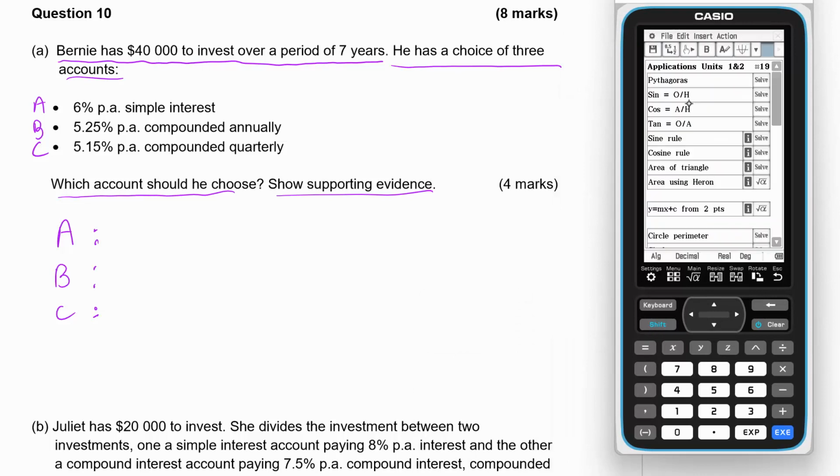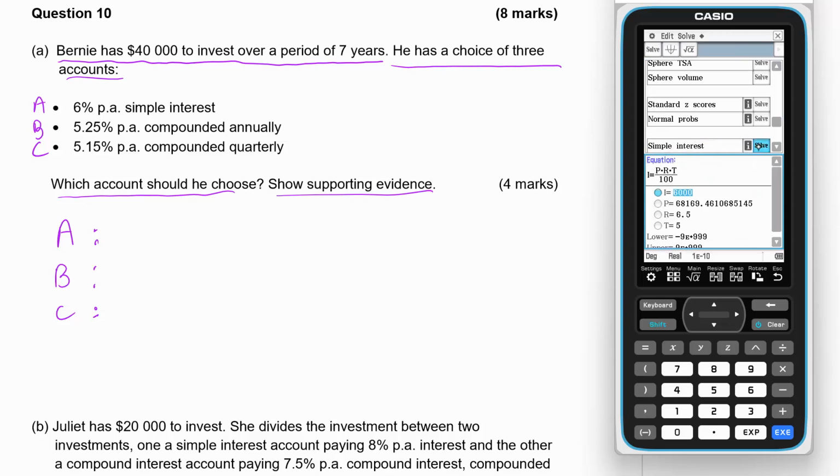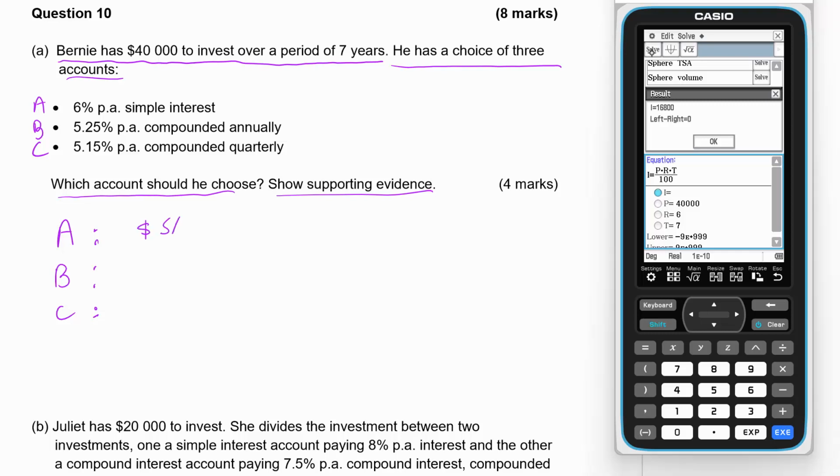So let's go to the E activity and let's find, first of all, our simple interest E activity. Now, what are we actually told here? So we know the principal is 40,000. The interest rate is 6, and he's investing for 7 years. How much interest does he get? 16,800. Add that onto the 40,000, and he ends up with $56,800.